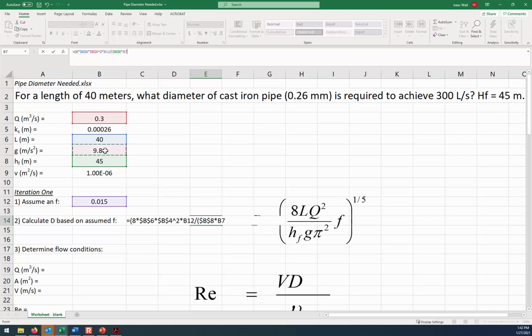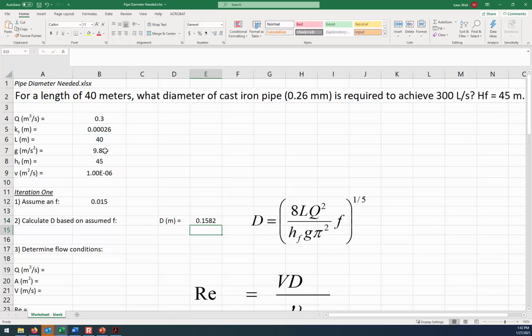Okay, times G times pi squared and close parentheses around everything, and then it's to the 1/5 power, so to the power of 1 divided by 5. Okay, so what this is saying is it's telling me what diameter of pipe is needed to accommodate the flow for a certain head loss, for a certain pipe length, for a certain flow rate, if I have this guess F value being the F value that applies. So it tells me that the pipe would need to be 0.158 meters in diameter under these conditions.